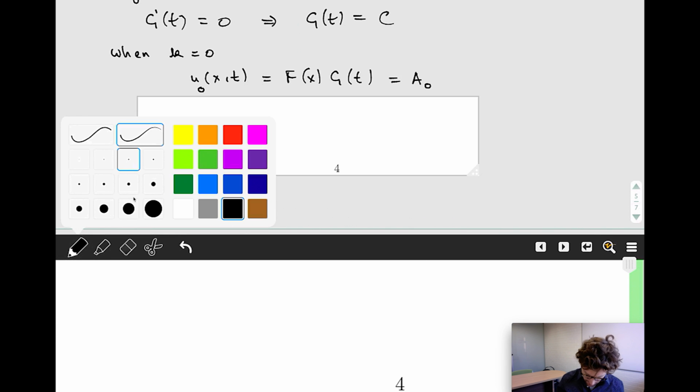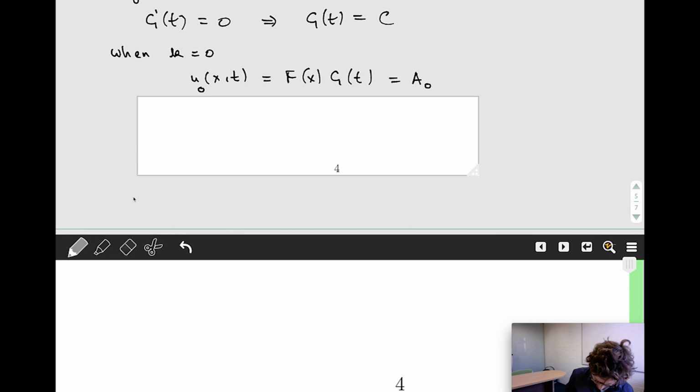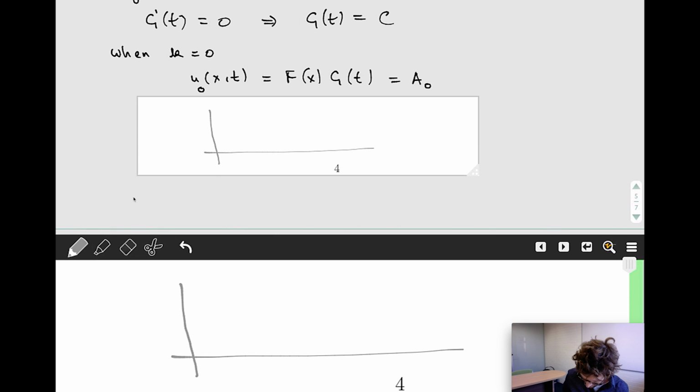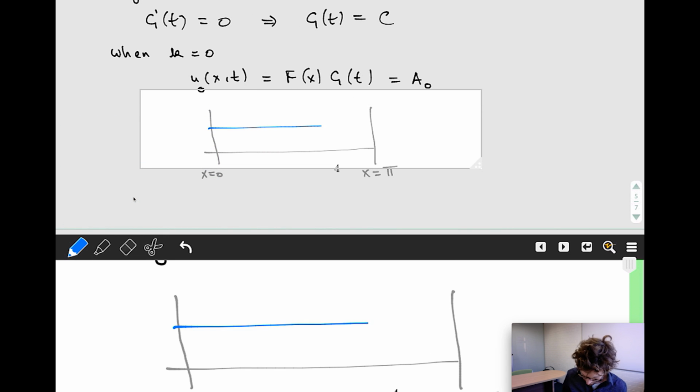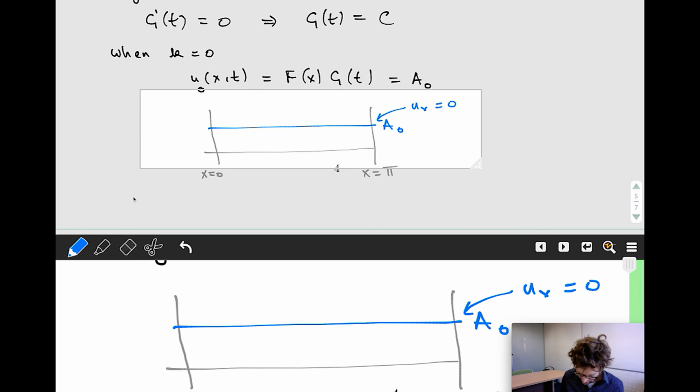So if I was to sketch that, we've got my bar sitting between x is equal to 0 and x is equal to pi. I found some constant solution a0 that remains constant for all time and all space, and that actually satisfies my boundary conditions, because the boundary conditions were just that the slope has to be 0. That is, it has to be constant at the two boundary conditions, at the two endpoints.